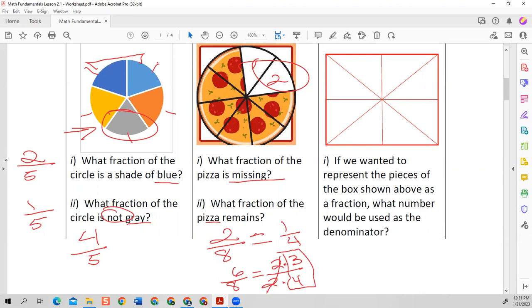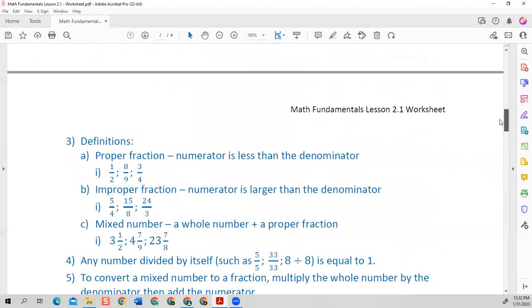Now let's look at this final one. If we wanted to represent the pieces of the box shown above as a fraction, what number would be used as the denominator? So the denominator, remember, is that total. So I'm going to go 1, 2, 3, 4, 5, 6, 7. So my denominator would be 7 because there are 7 total pieces here. Let's go to our next one.